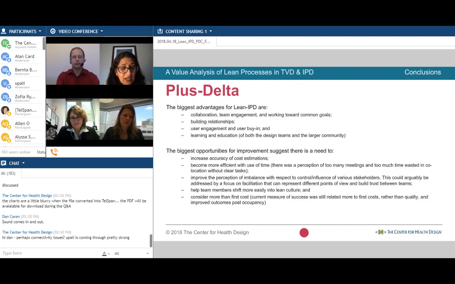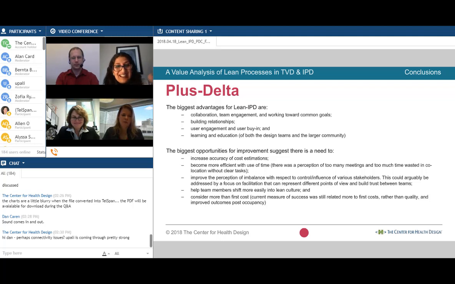To start wrapping up, in summary, what did we learn about the plus deltas, right? Plus is the advantages, deltas are the opportunities for improvement. My biggest learning point was that I would say plus and minus, or okay, what are the positives and negatives? And I remember Zofia said, no, there are no negatives. There are only opportunities for improvement. And that's a delta. So we learned that lesson well.